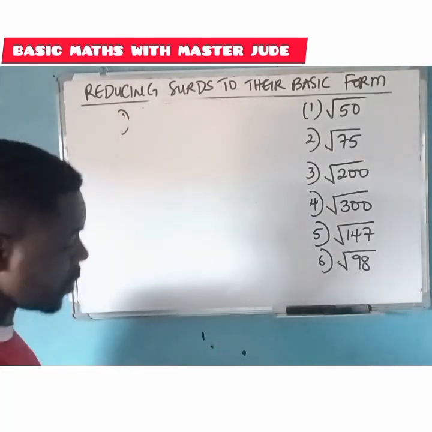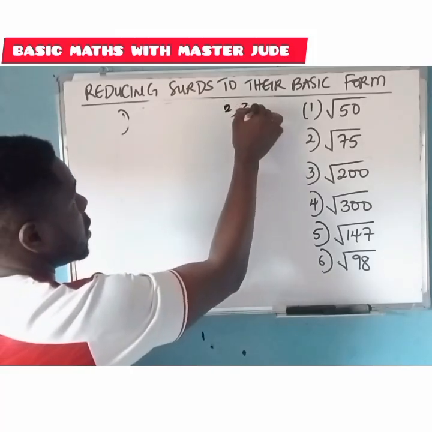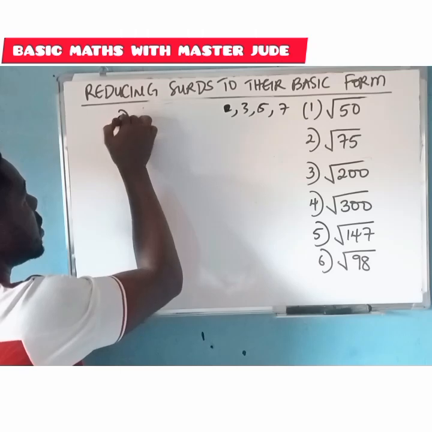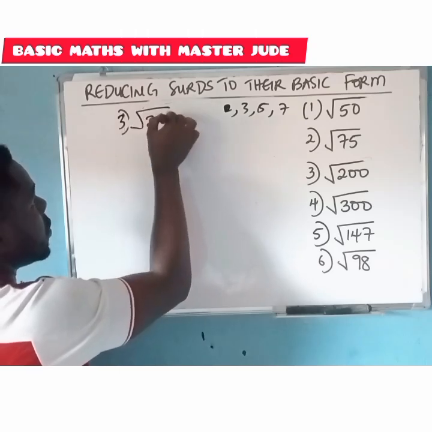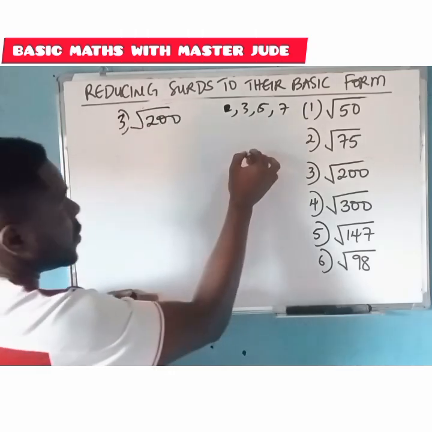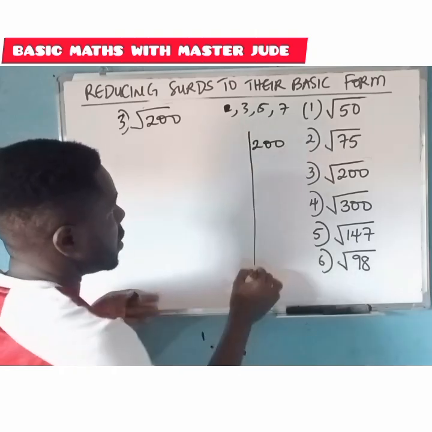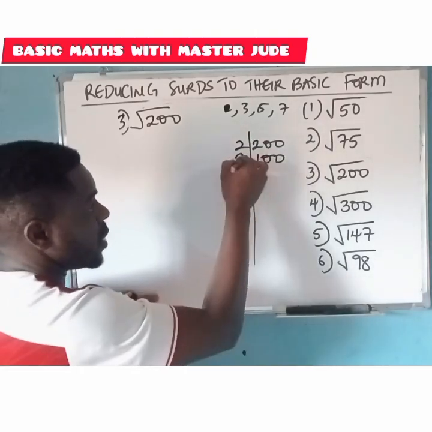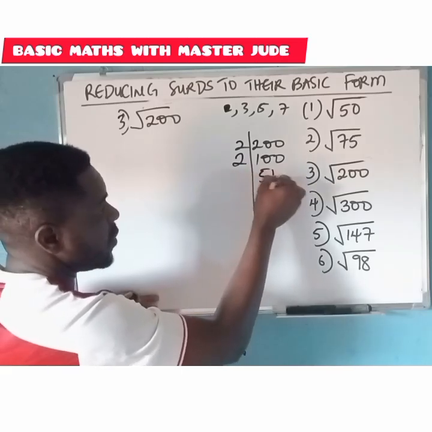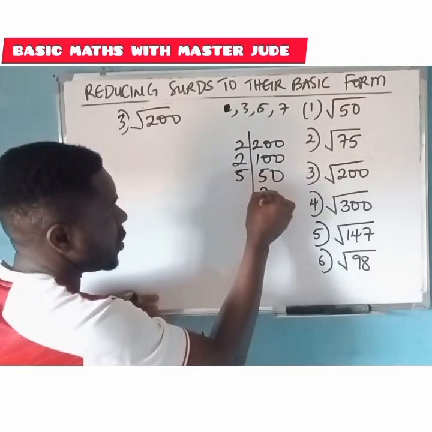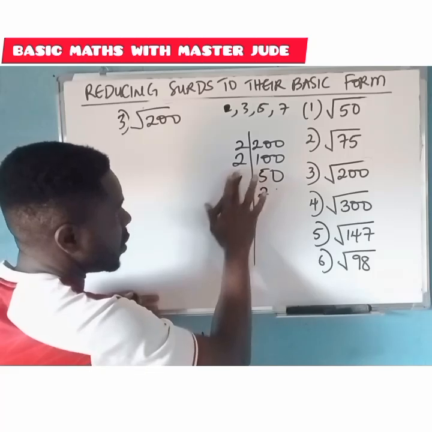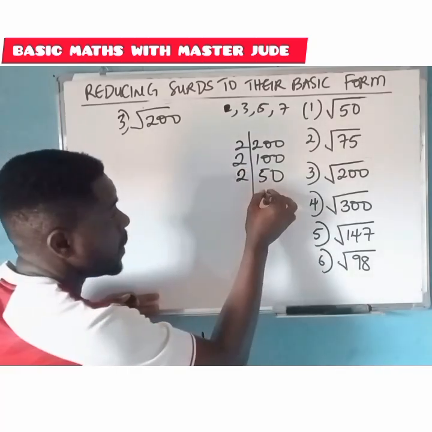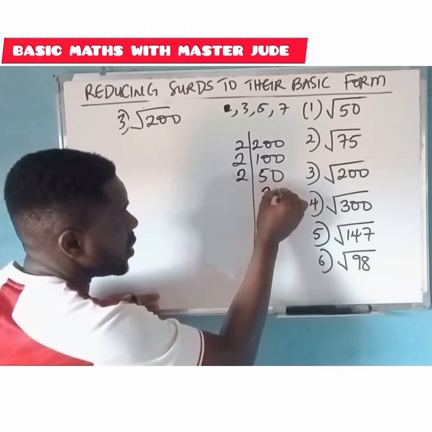Remember we are using prime numbers like 2, 3, 5, and 7 to divide. Now, question 3, root 200. Now let's divide 200. 2 in 200 will give us 100. 2 can still go. 2 in 100 will give us 50. 2 can also go. 2 in 50 will give us 25.